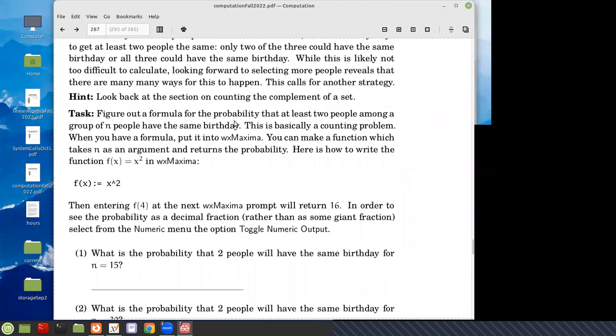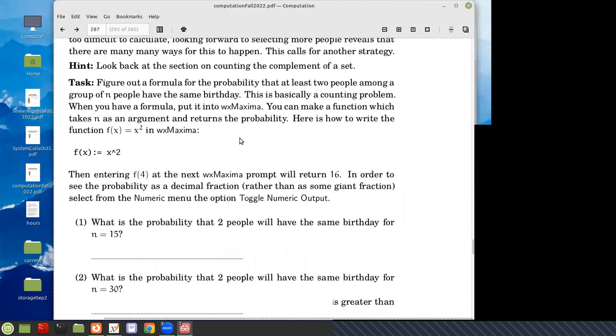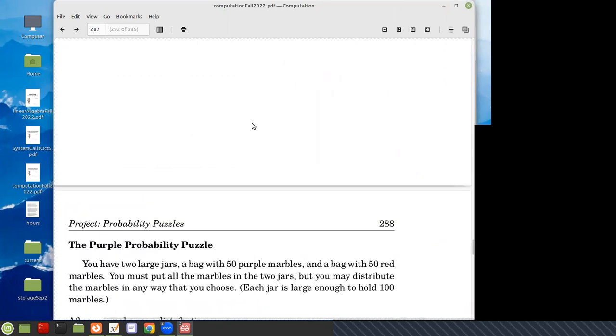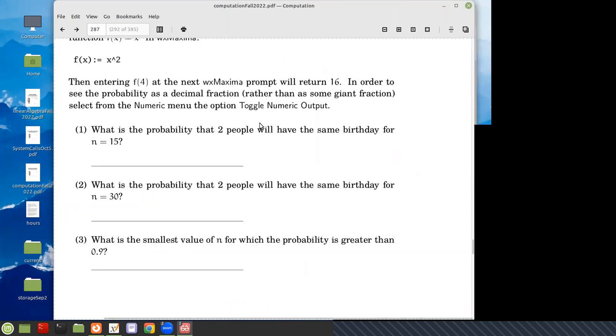I go through and talk about the one with 2 people here, and the idea is that to calculate the probability, you actually need wxMaxima to get the number. We want to find the probability that 2 people have the same birthday for n=15, that's like our class size, and n=30. Then the question is, what's the smallest value of n for which the probability is greater than 0.9?